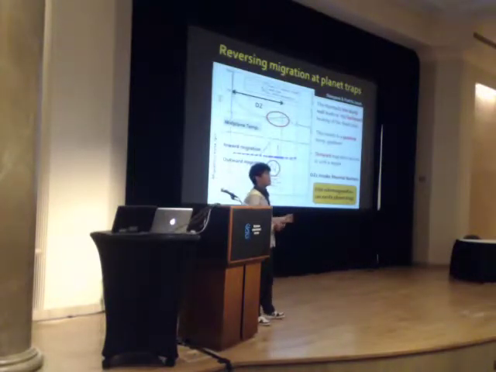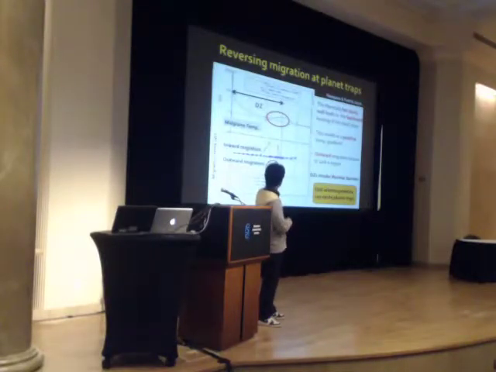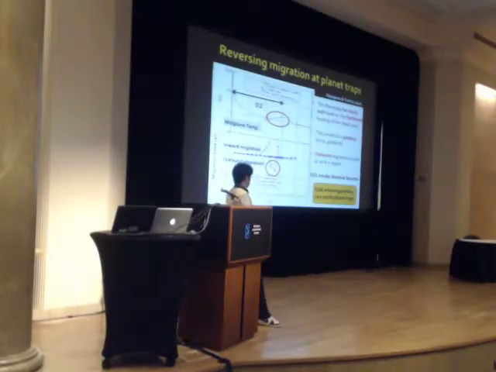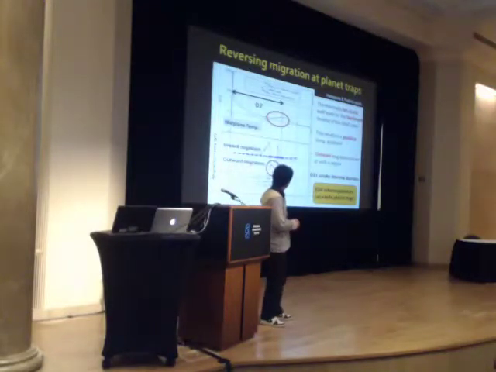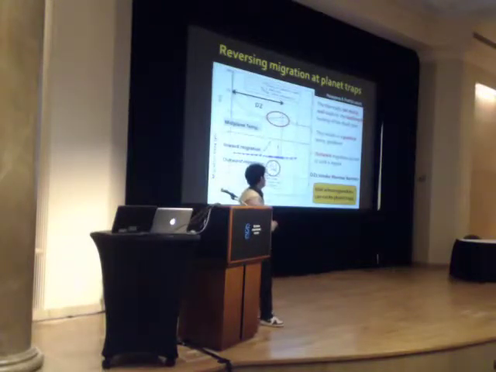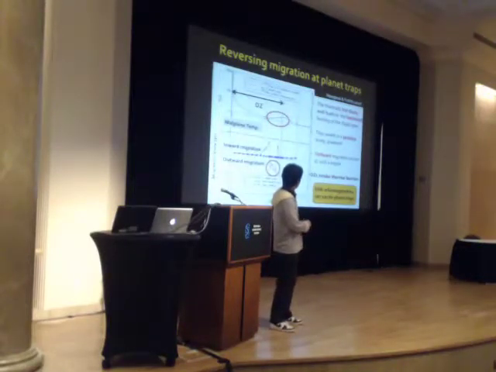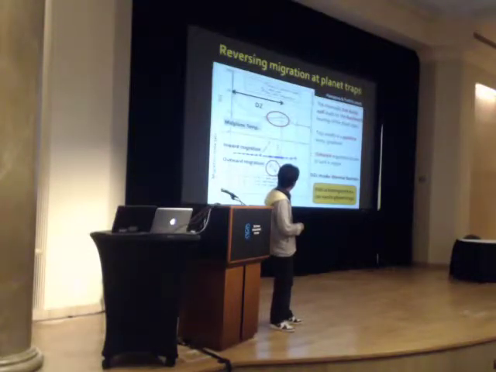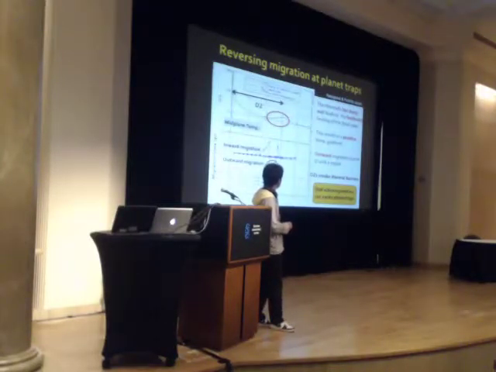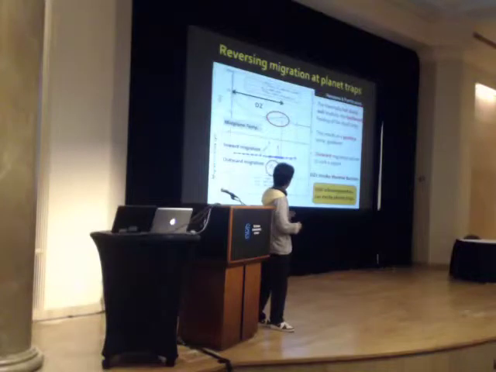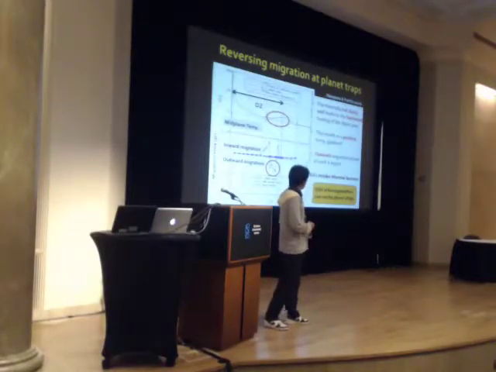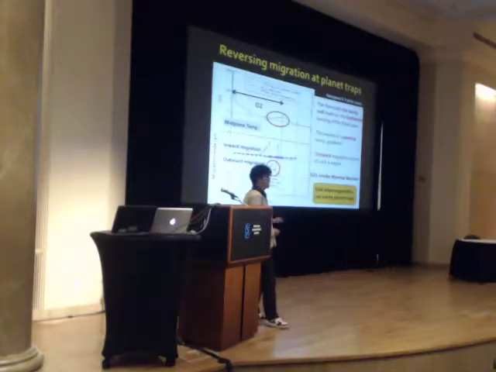If you adopt this structure and calculate the migration time, we get a result like this. As you can see, at a certain point of the positive temperature gradient, we get outward migration. If you put the planet here, the planet migrates towards the central star very quickly. But at this point, the migration time becomes long, so migration becomes slow but is still moving inward. But at this point, the direction of migration is reversed. All right, so this is the basic idea of the planet trap.